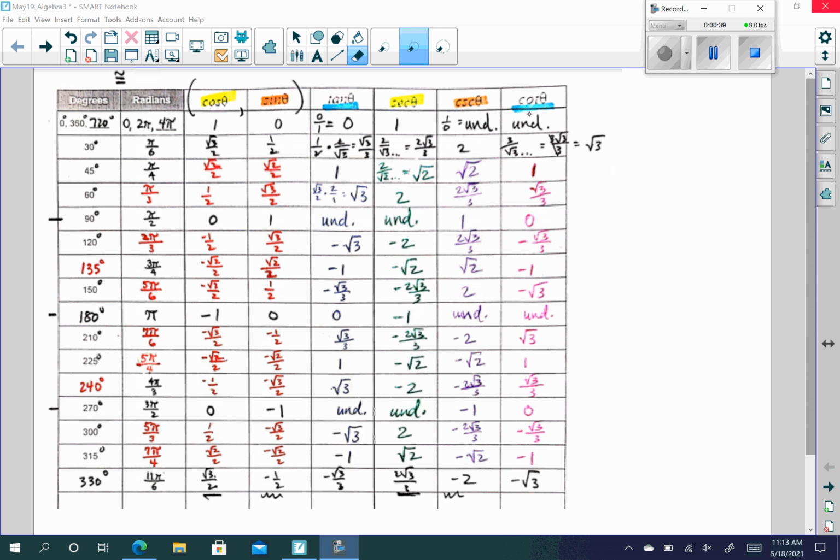And hopefully you also noticed, going through the 30 degrees or pi over 6 family, look at pi over 6, look at 5 pi over 6, look at 11 pi over 6, 7 pi over 6. If you go across those rows, all of the values are going to be the same, except depending on the quadrant you're in, the signs could vary.